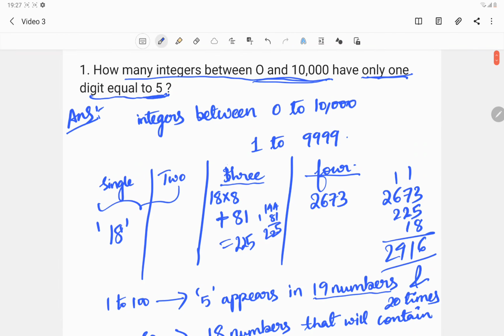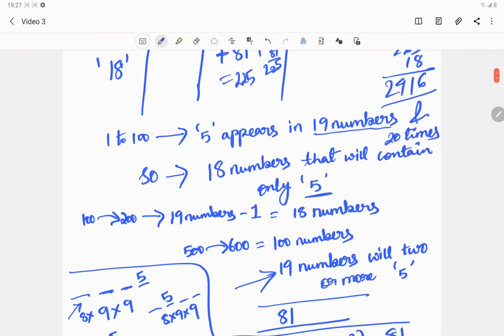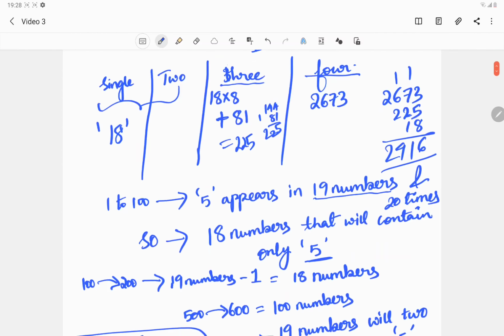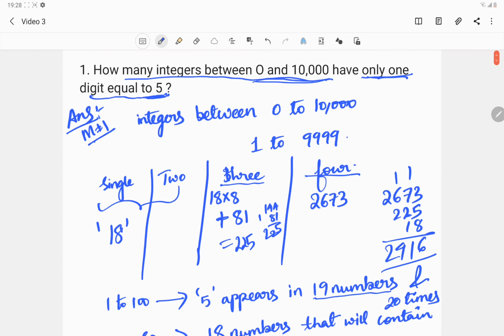So this is the way to solve. This is method 1. There is another method which is purely based on the permutation and combination concept. I'll discuss it here. I will erase it.